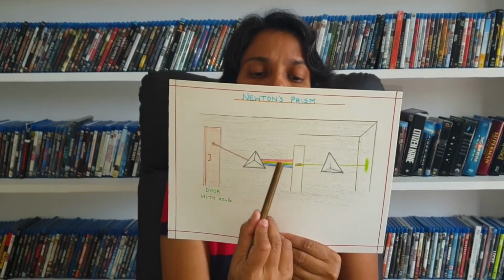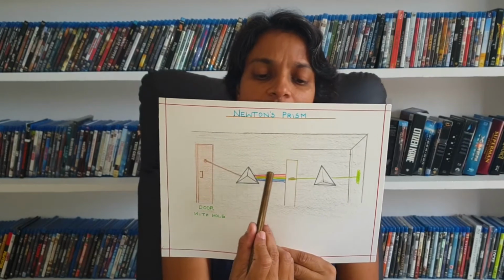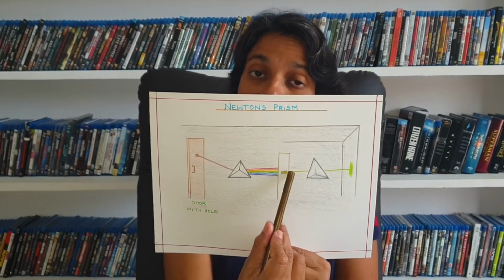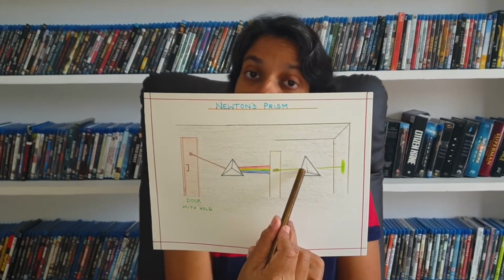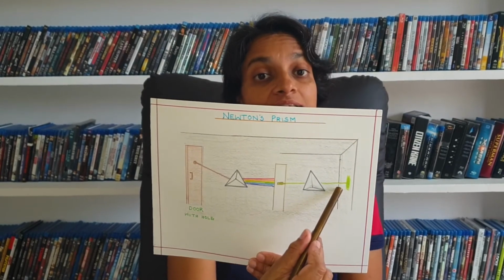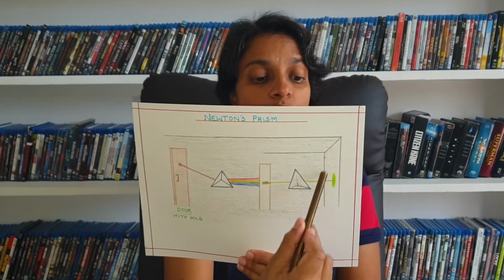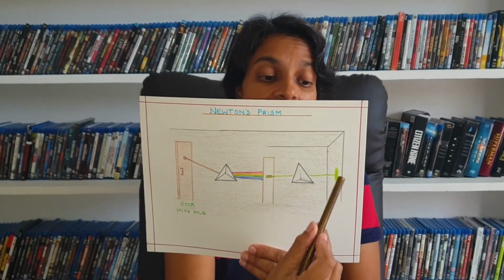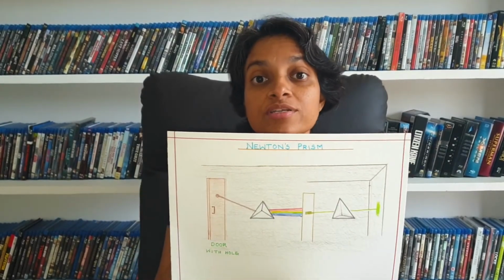But Newton observed, in this example, I'm showing green light passing through the slit, being incident onto the second prism and leaving the second prism. And on the wall, the light is seen as green. It doesn't have other colors added to it.